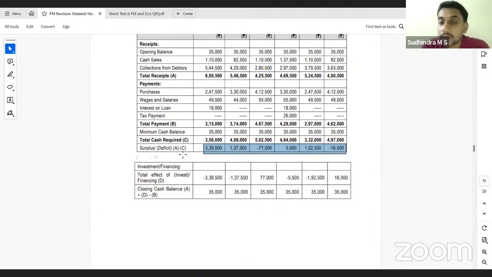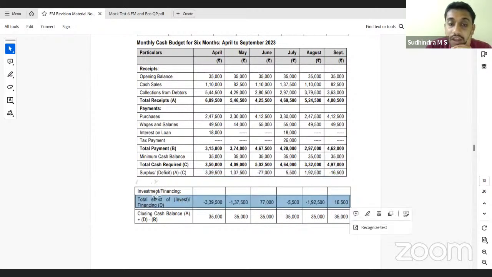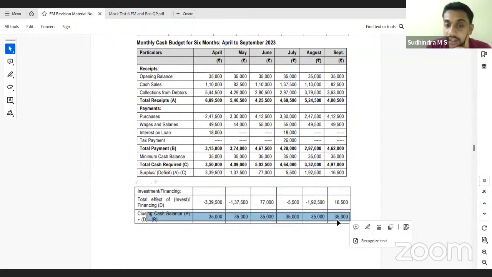Here, you people can follow the format which I told you. A, opening balance, B, receipt, C, payments, D, closing balance subject to loan. Then E is loan borrowed, F is repayment, G is closing balance after that. That's a better presentation. Go by that. Yes. So writing this is also important. So getting this total effect of investing finance and closing cash balance. These 2 carry 1 mark each.